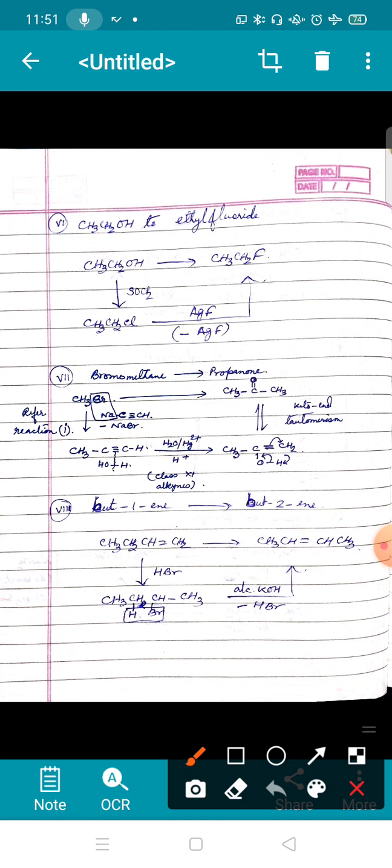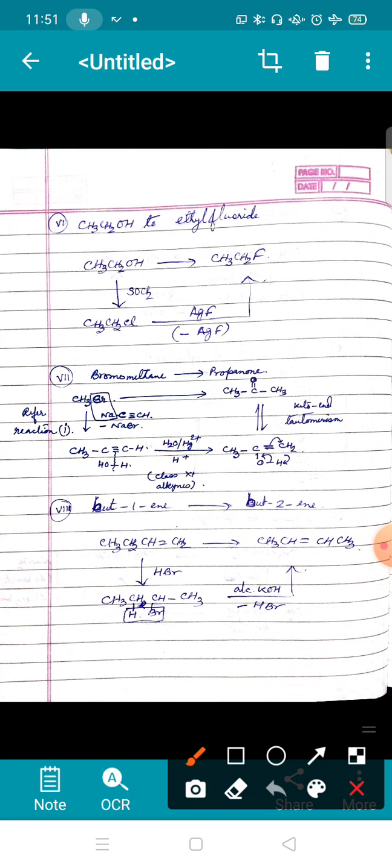Next is bromomethane to propanone. So here you see bromomethane. Methane means 1 carbon. And propanone, prop, means there are 3 carbons. So there is clearly an increase in number of carbon. Bromomethane is a haloalkane having 1 carbon. Propanone is a ketone having 3 carbon. So we know what is our starting material and what is our product.